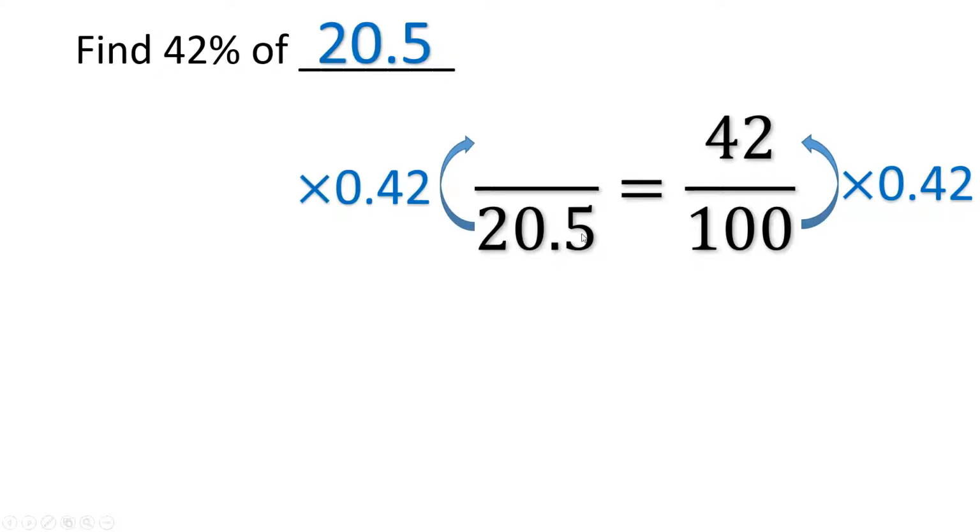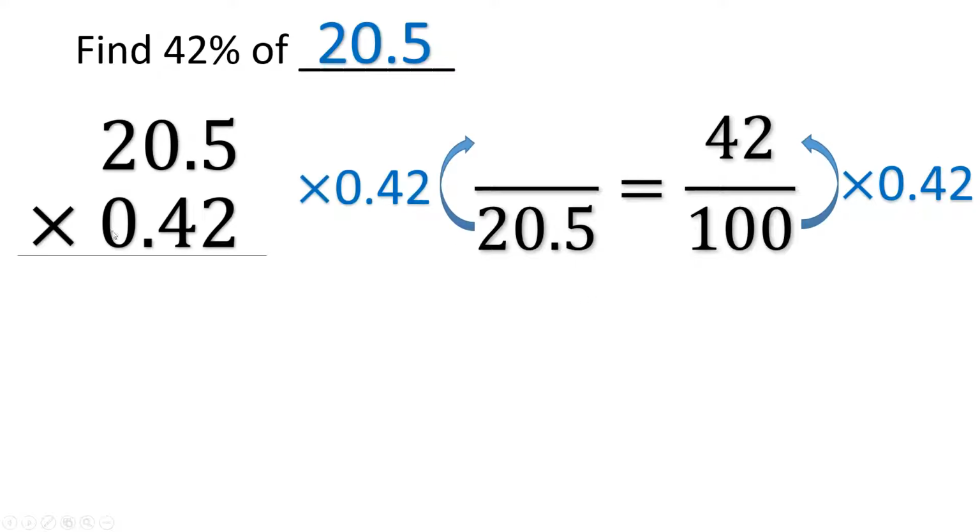And so the math we need to do is 20.5 times 42% as a decimal, 0.42. So you're going to multiply this as if it was 205 times 42. I'd recommend pausing the video and actually trying that and then watch to see how you did.